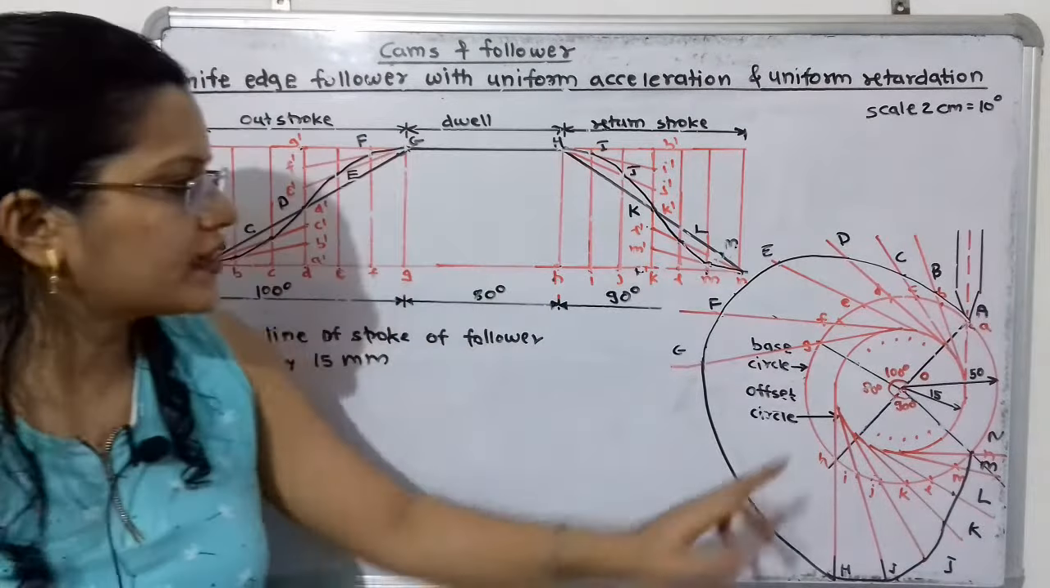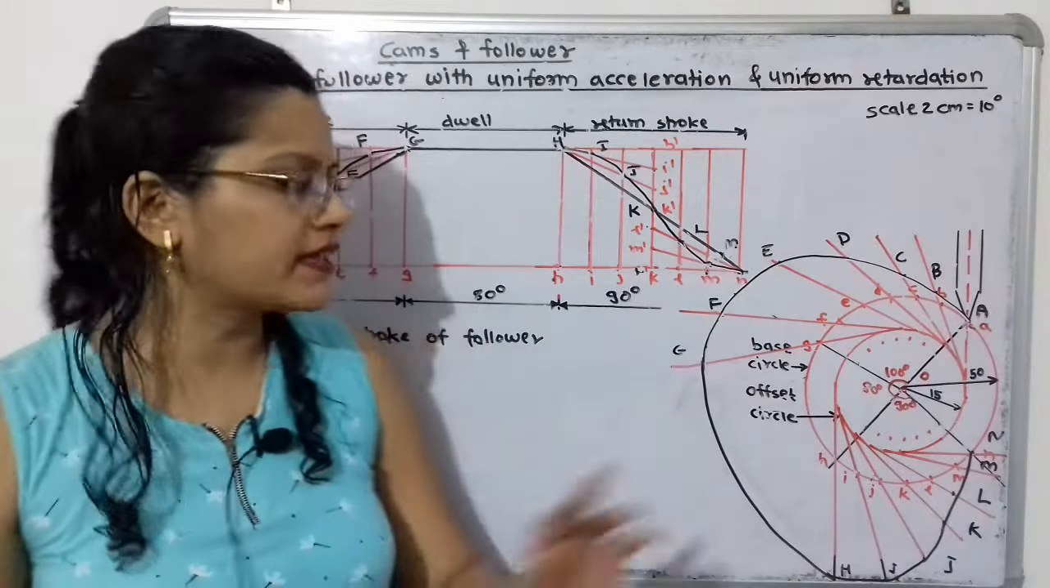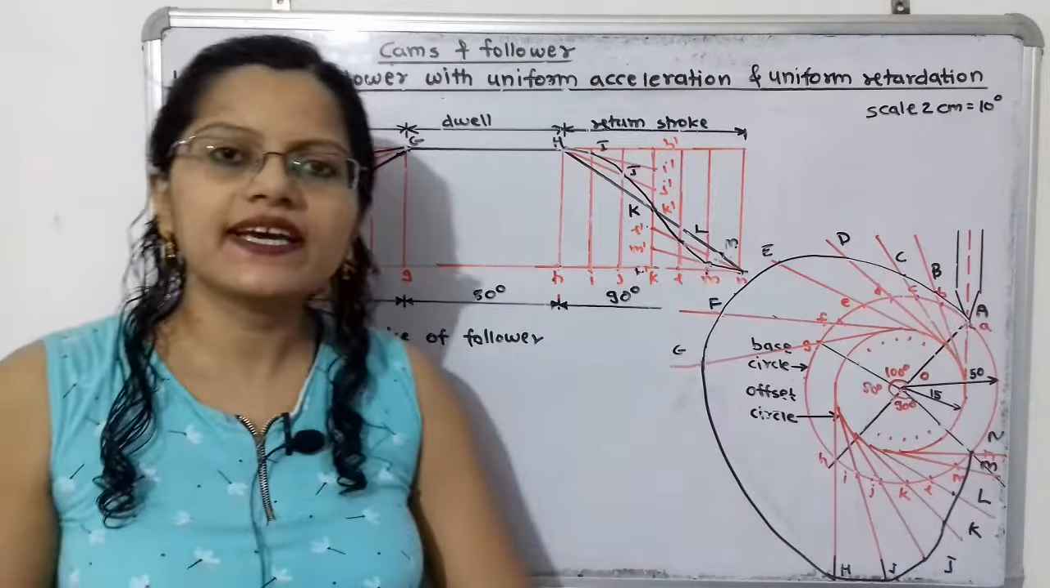If we join all the trace points with a smooth curve with the help of the black marker, then this curve is known as the cam profile.